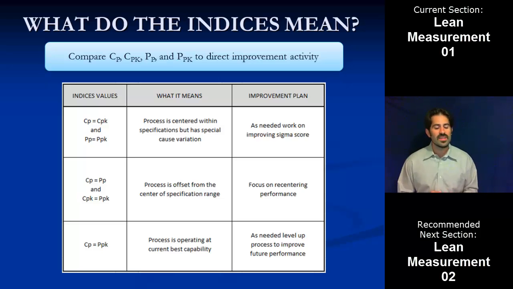And then the last one there, if CP is equal to PPK, that lets us know that the process is operating at the current best capability, right? The way it's structured right now, the results we're going to get is as good as we're going to get. If we've got to get better than that, then we really need to make some real changes and look at leveling up how we even go about this process to begin with, right? Major overhaul in this case.